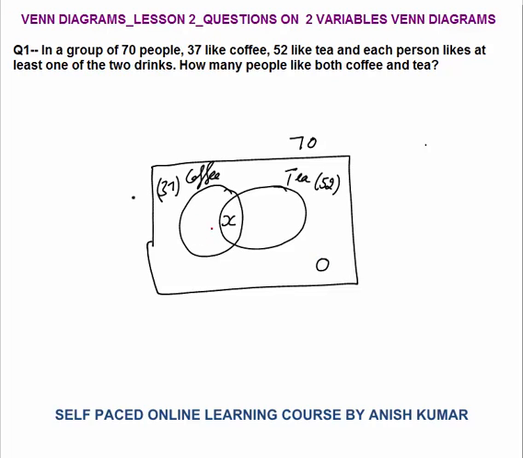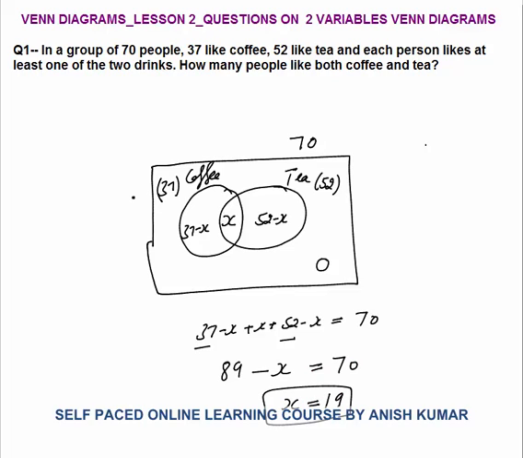So the complete circle of coffee is 37, so this will be 37 minus X. The complete circle of tea is 52, so this is 52 minus X. Now the total must be 70. So 37 minus X plus 52 minus X must be equal to 70. If you solve this, 37 plus 52 is 89, minus 2X, plus X, so 89 minus X is equal to 70. Your X would be 19. So 19 persons like both coffee and tea.